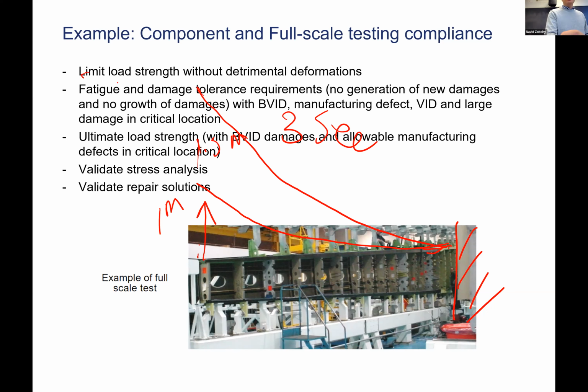But you do it like this. First, you go to limit loads. You show that nothing's happening to the structure. You first go to 1 meter, go back, you do inspection, everything is fine, no permanent damage. Then you might do some fatigue. And then you're doing the ultimate tests.